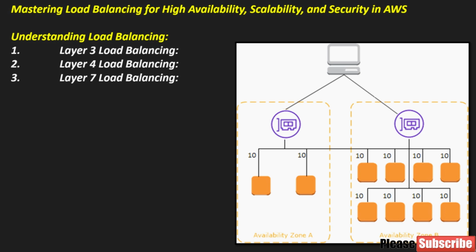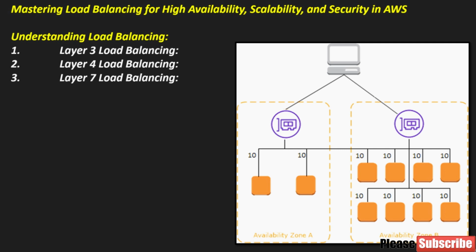The first point we need to talk about is understanding load balancing. Load balancing distributes incoming network traffic across multiple servers to ensure that no single server bears too much load. It prevents bottlenecks and optimizes resource utilization. It operates at different layers of the OSI model, each with its own unique set of benefits and use cases. The first is layer 3 load balancing.